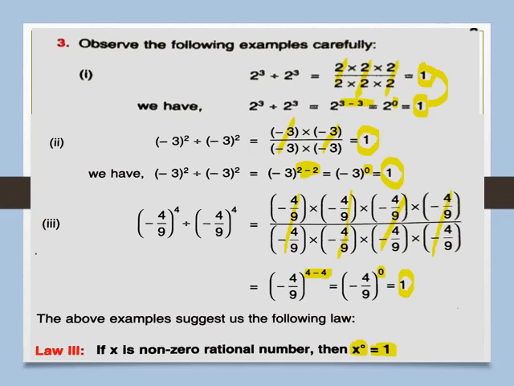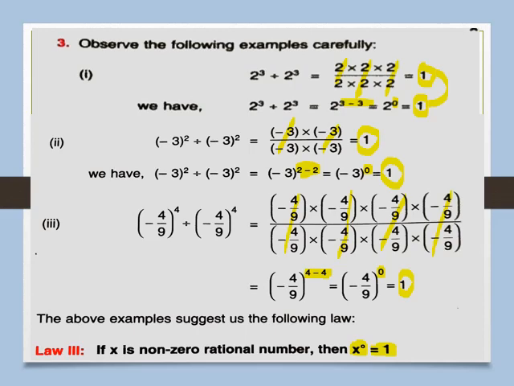And therefore we can conclude law 3. If x is a non-zero rational number, then x raised to 0, that is, any number raised to the power 0, is equal to what? Is equal to 1.